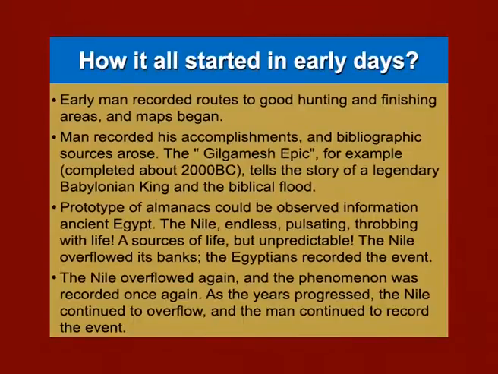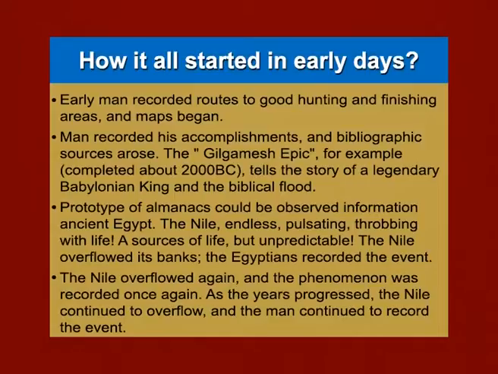Man recorded his accomplishments and bibliographic sources arose, like the Gilgamesh epic. For example, completed about 2000 BC, it tells the story of a legendary Babylonian king and the biblical flood. So, what had exactly happened, the entire depiction was given in the Gilgamesh epic. So, this is a very historical perspective. Prototypes of almanacs could be observed.